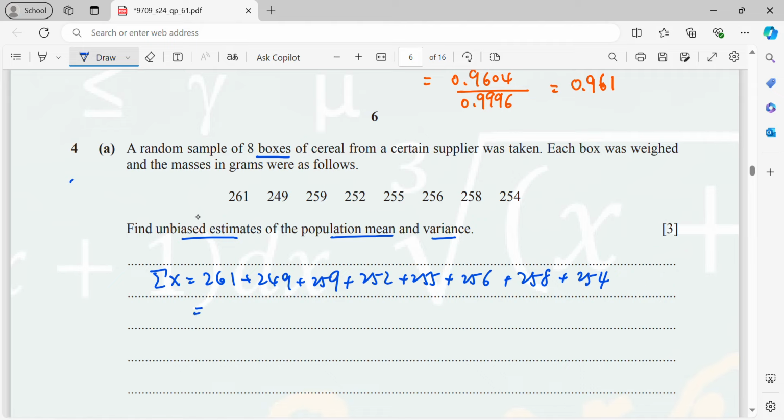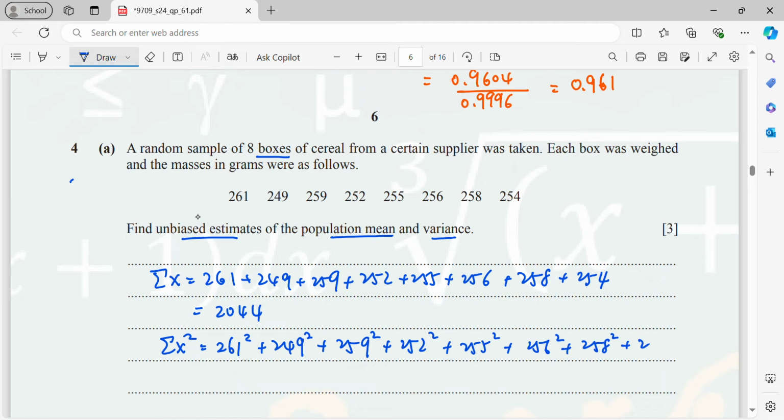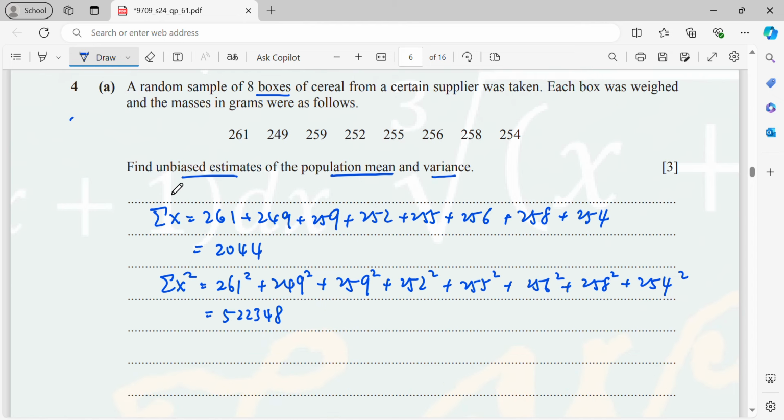This is going to be 2044. Okay, and then summation x squared, 261 squared plus 249 squared. Just square all the values before you sum. This is going to be 522,348.